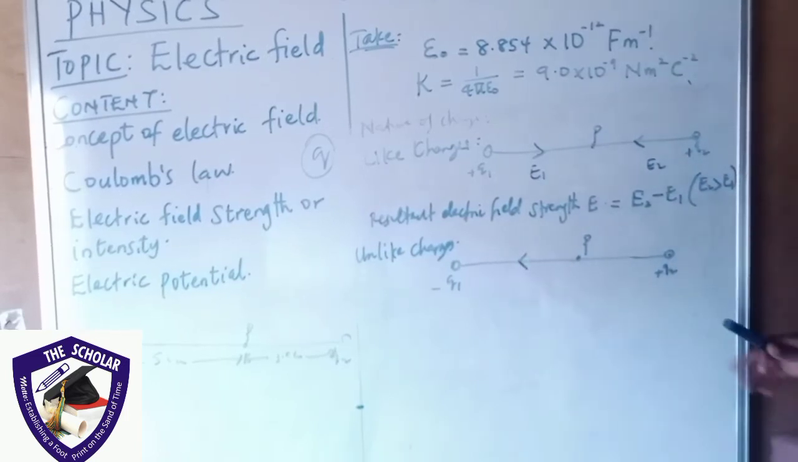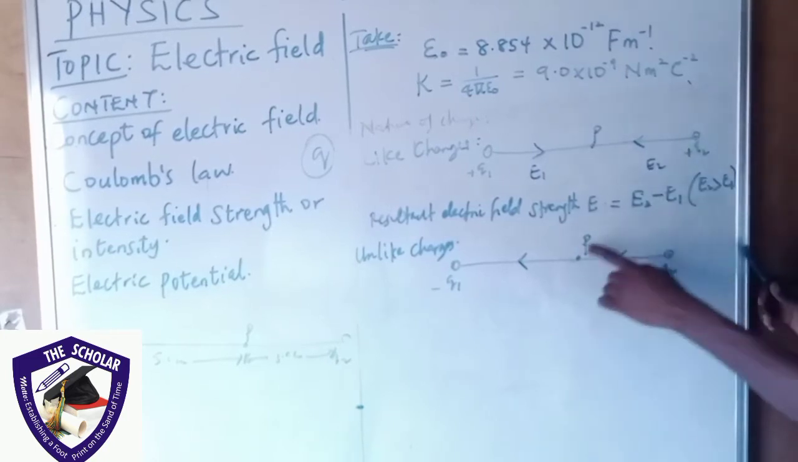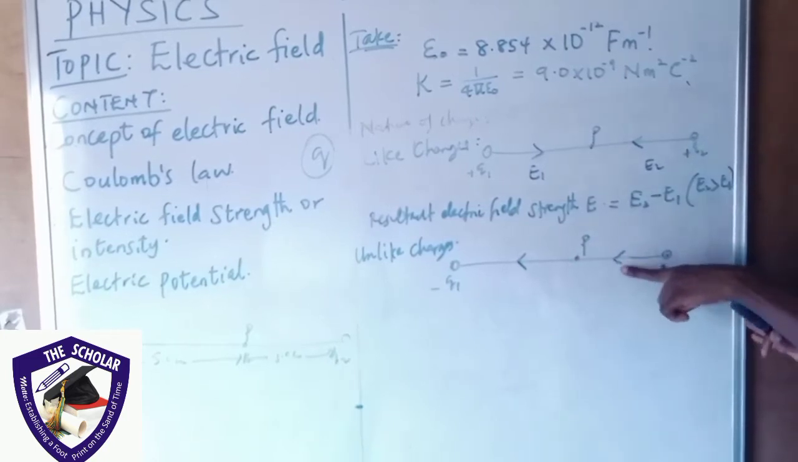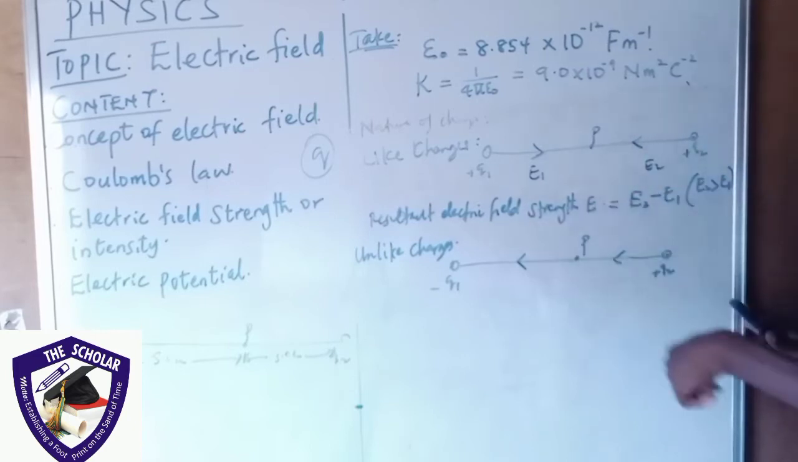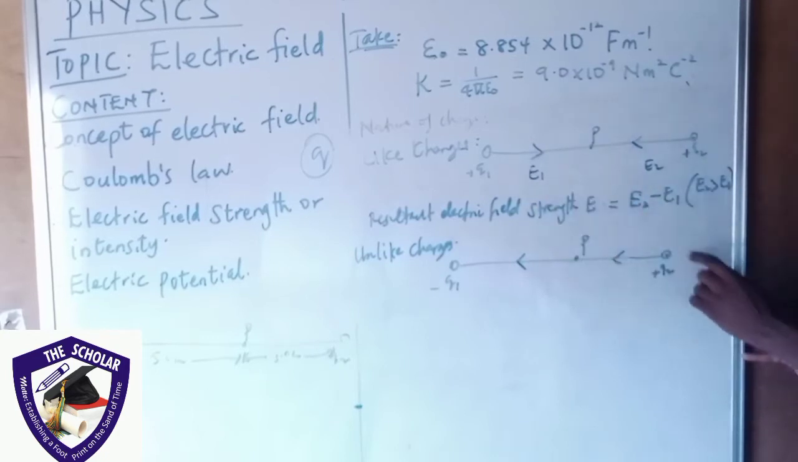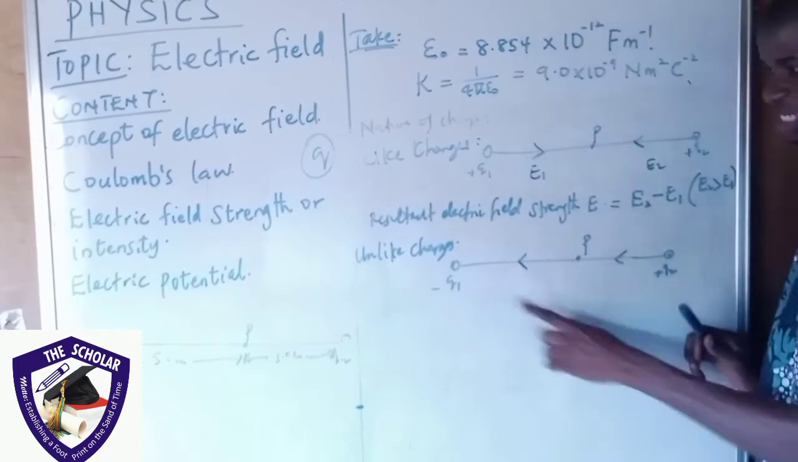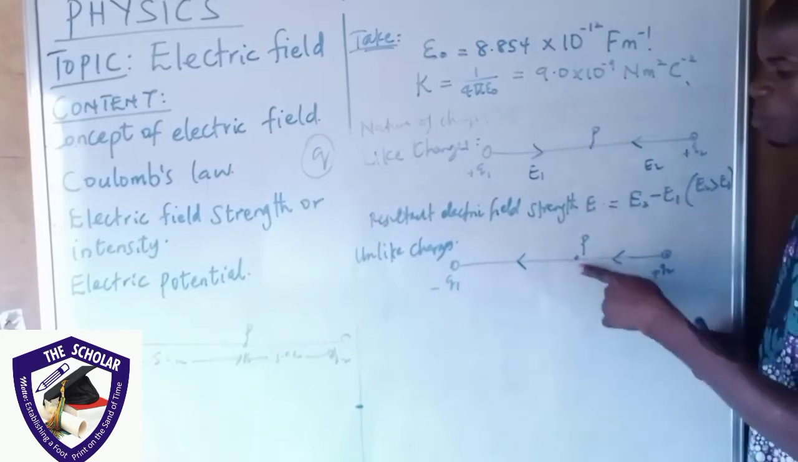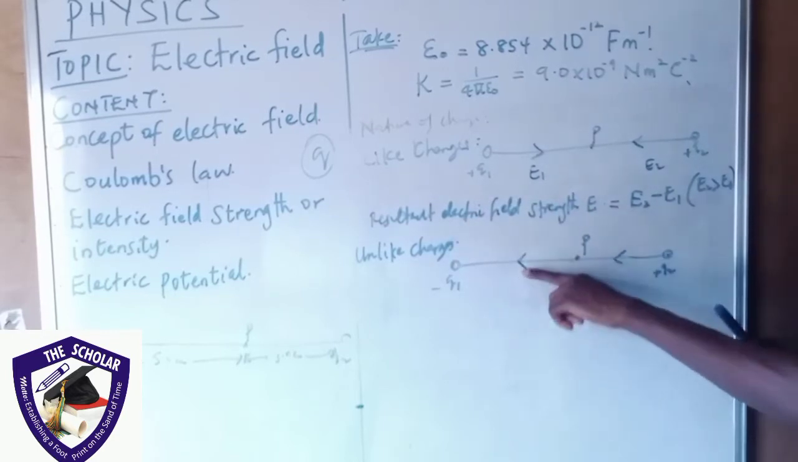But for the second scenario here, this is positive and we take P as also positive, so there will be repulsion. That means P will be repelled. That is why the arrow is pointing in this direction. Our major focus is the P, not the charges here. So also here, P will be repelled by this charge Q2, and that is why the arrow is moving inward. For this first one, again, look at this negative and this positive. P will be attracted to Q1. That's why the arrow is pointing in this direction.